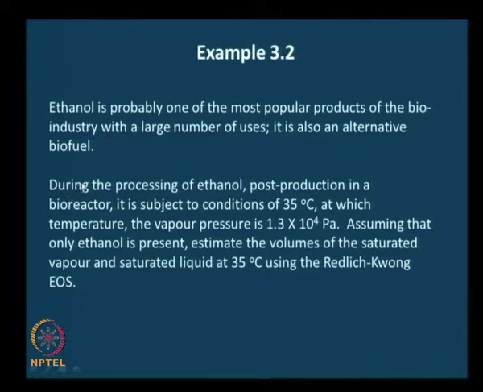As you all know, ethanol comes predominantly from a biological route. Saccharomyces cerevisiae produces ethanol, and that produces your alcoholic beverages also. During the processing of ethanol, after being produced in a bioreactor, it is subject to conditions of 35 degrees C, at which temperature the vapor pressure is 1.3 × 10^4 pascals.